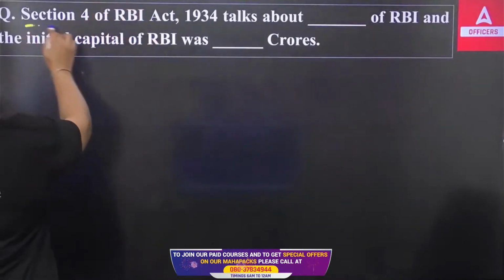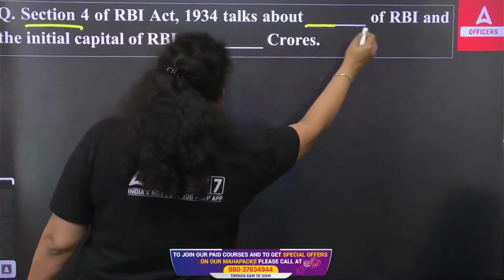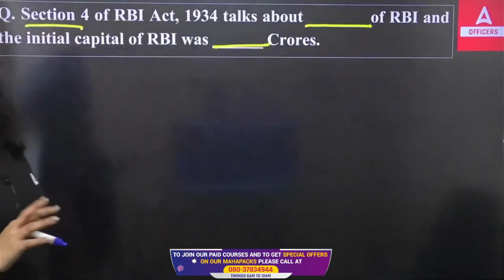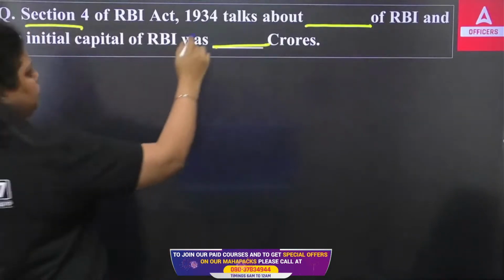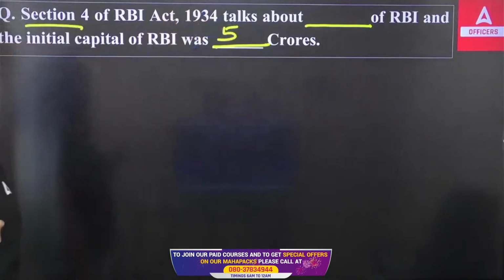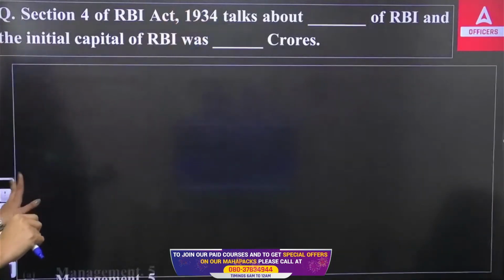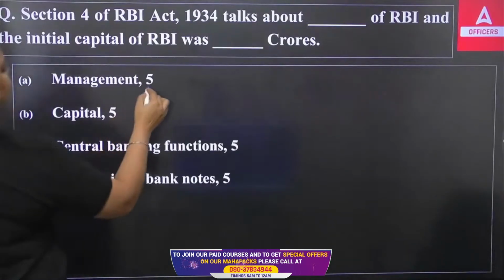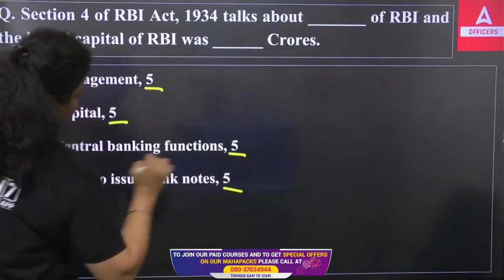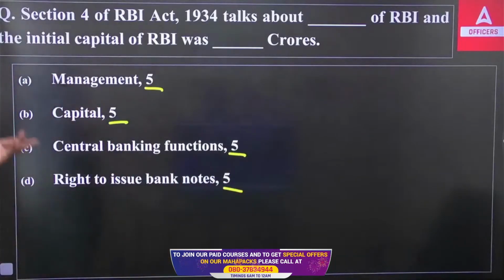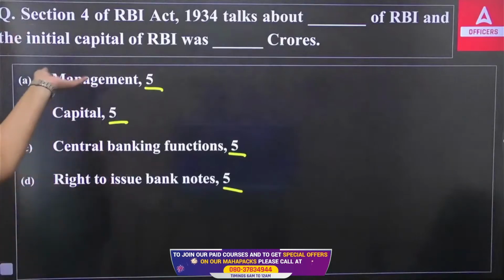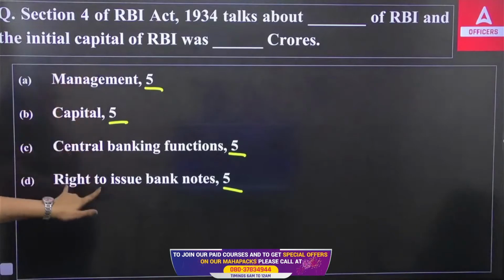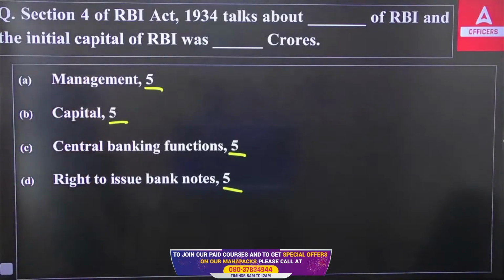Section 4 of the RBI Act 1934 talks about dash of RBI, and the initial capital of RBI was dash. I have given you the second answer already, that the initial capital was 5 crore. Now, what does Section 4 talk about? That you have to answer. Now you can see what I did. I have kept the initial capital value the same so that you will be confused. If there were only one 5 option, you would answer that option only. But now you have to answer: is it management, capital, central banking function, or right to issue banknotes?